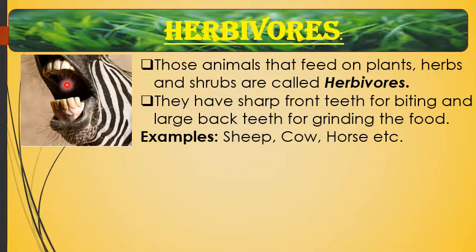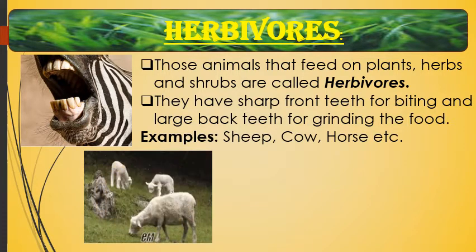But if we talk about their back teeth, in the mouth, their back teeth are large, not sharp. Why are there large back teeth? Because they have to grind the food with the help of their large back teeth. They bite their food with the front teeth, which is why those are sharp, and the large back teeth are there to grind their food.